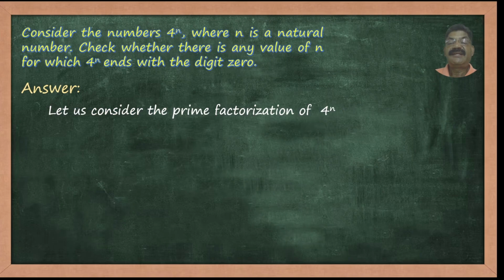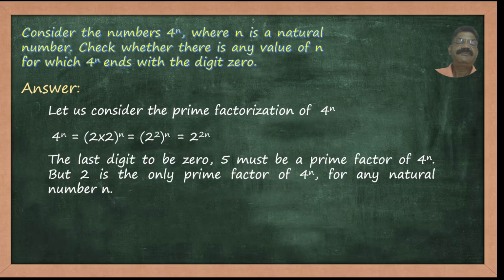Consider the prime factorization of 4 power n. 4 power n can be written as 2 into 2 whole power n, which is equal to 2 square whole power n, which is equal to 2 power 2n. We know the power rule: a power m whole power n is equal to a power mn. So 4 power n is equal to 2 power 2n.